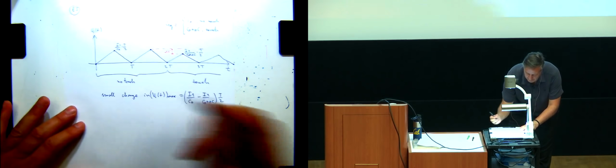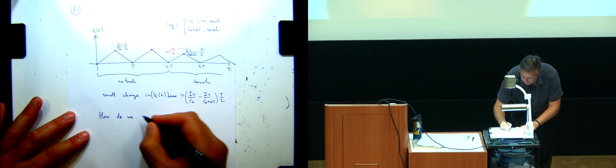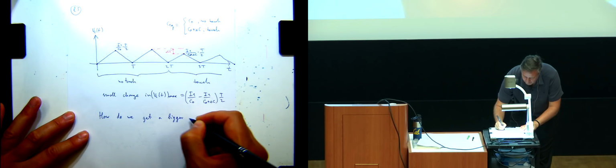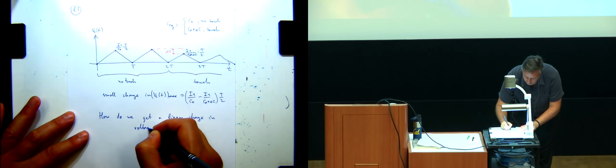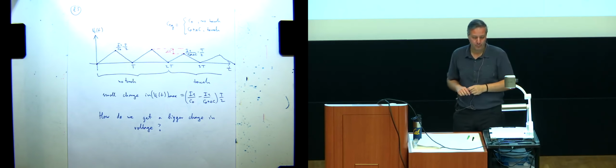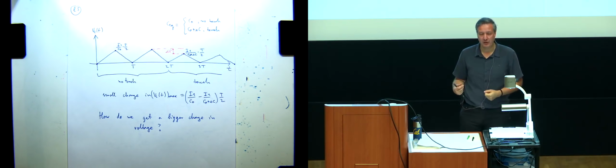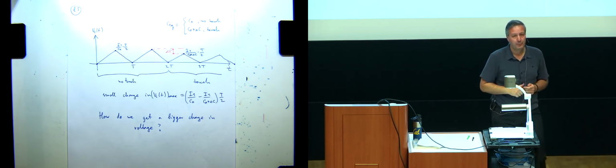Now the question is, how do we get a bigger change in voltage? Right. So that's kind of the next part. We somehow need to amplify this change into something that follow-on circuits can more easily detect. Right.